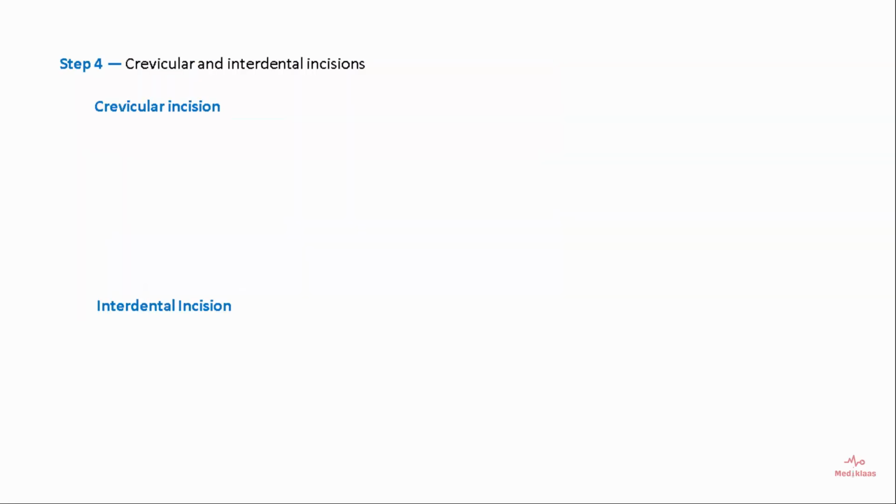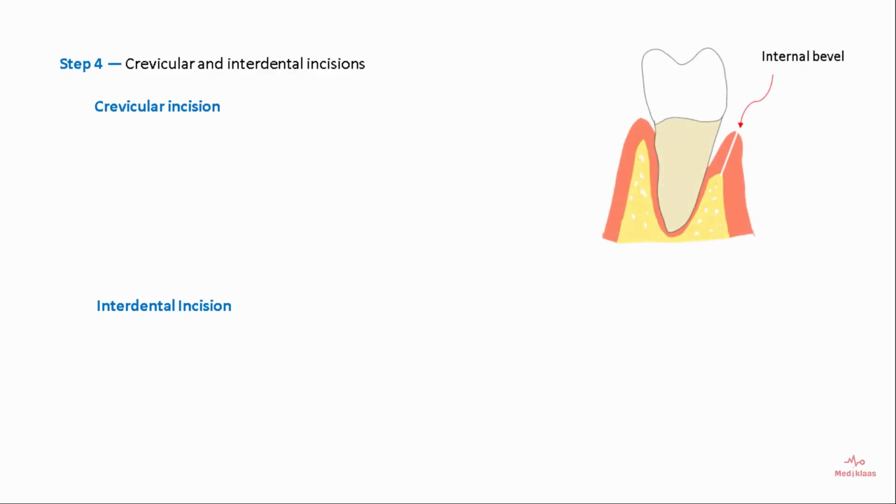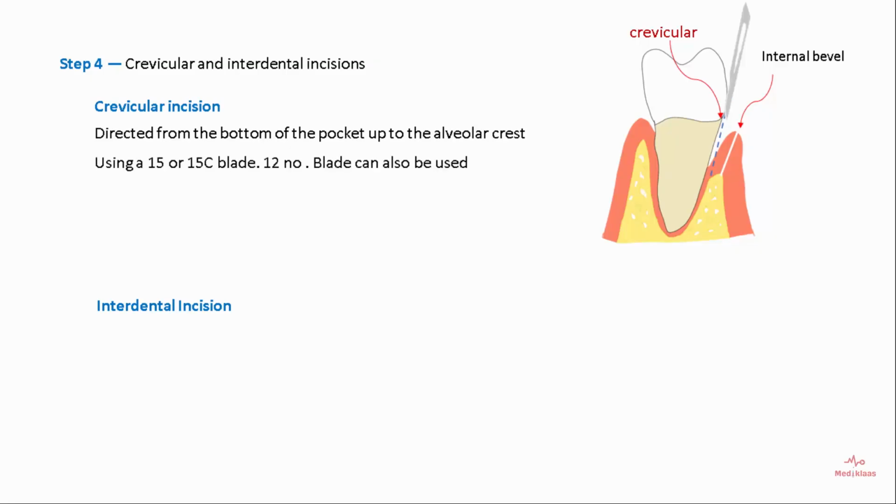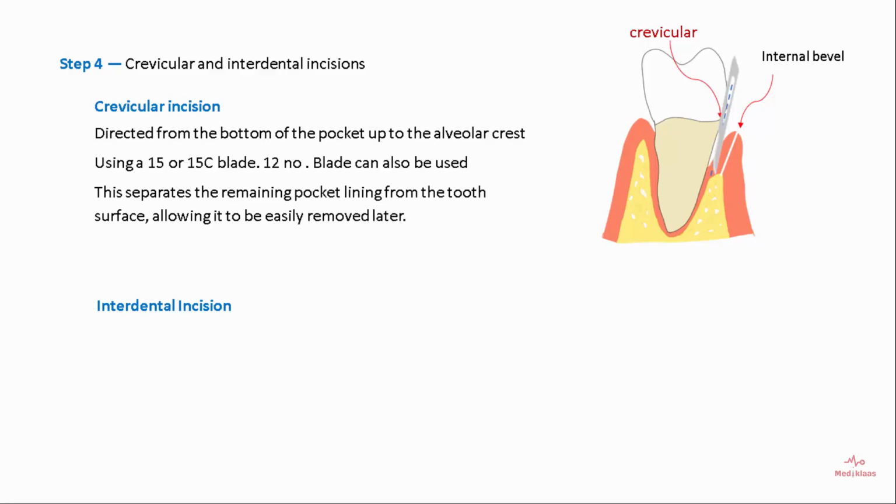The fourth step involves the crevicular and the interdental incisions. The crevicular incision is directed from the bottom of the pocket up to the crest of the alveolar bone. A 15 or 15C blade is used. Even a 12 number blade can be used for the sulcular incision. This separates the remaining pocket lining from the tooth, allowing it to be easily removed later.